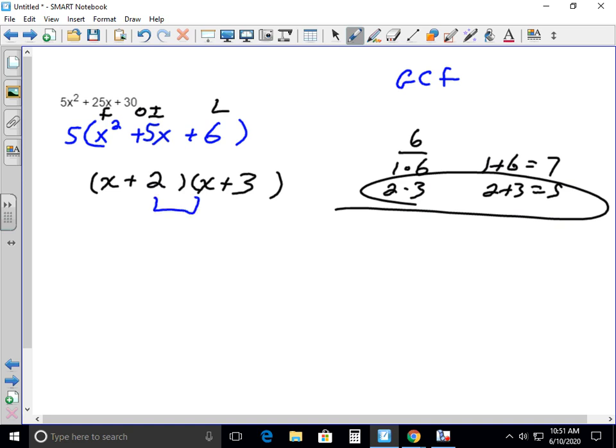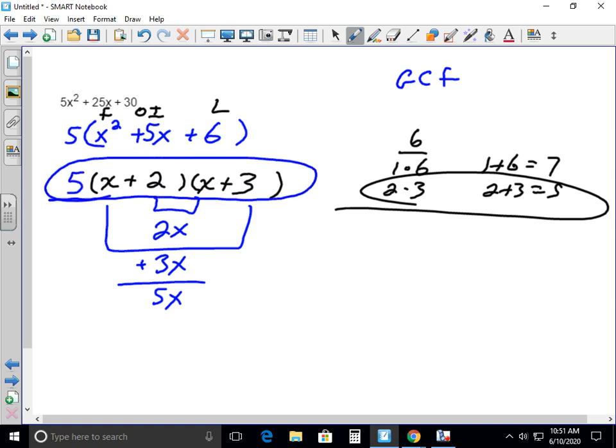Notice our inner product and our outer product make 5x. And that's what we need in the middle. So our answer is those parentheses and then bring down our 5. 5 is the common factor, so bring down our common factor.